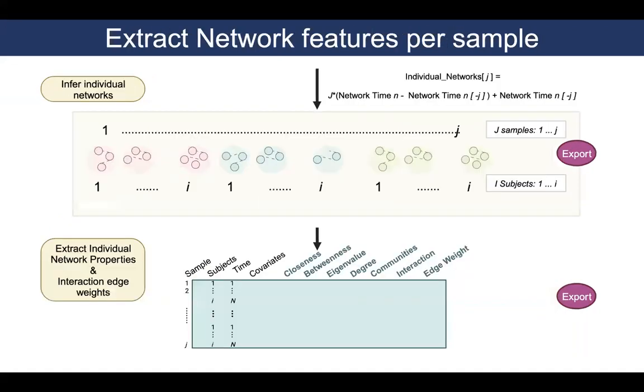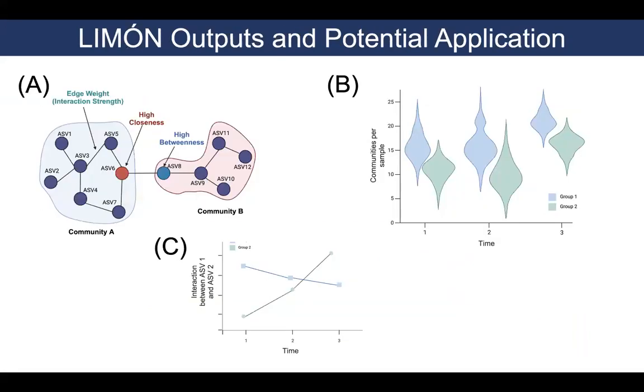The final steps in the pipeline provide users with the option to extract a set of network centrality measures as well as an interaction/edge weight table to add to their sample data for statistical inference. This is a pseudo-example of the LIMÓN utility in longitudinal microbiome analysis.